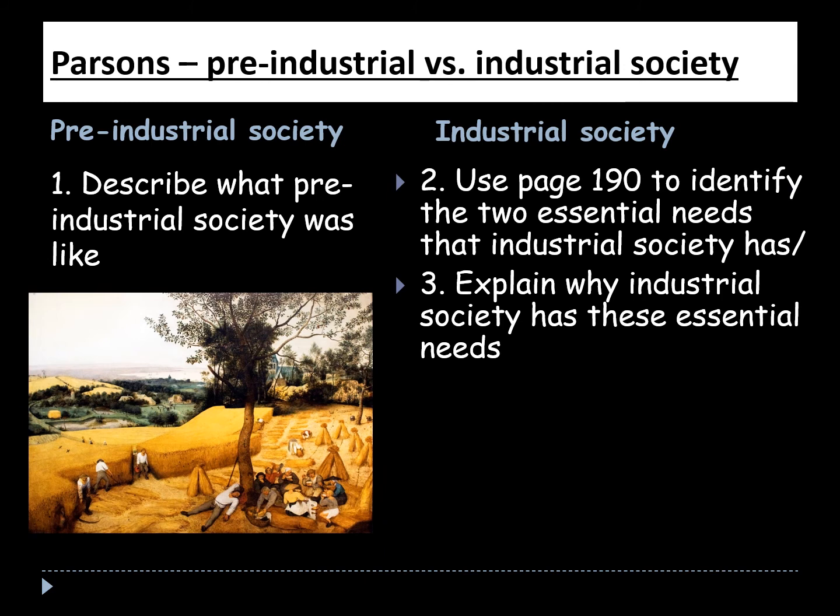Next, a task that I would like you to do, please. If you turn to page 190 in the textbook, it has some information about Parsons and pre-industrial society versus industrial society and what family life was like. So how does he describe pre-industrial society? What was family life like during that time? And then industrial society, it explains two essential needs that industrial society has. One, a geographically mobile workforce, and two, a socially mobile workforce.